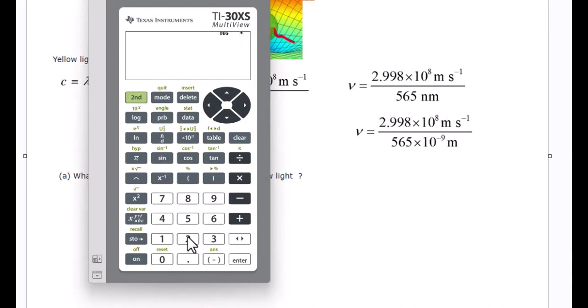Numerator, no problem. I could have typed in just 3, but let's be compulsive and make it 2.998. Now we're going to have to put in times 10 to. There is a times 10 to button here. This is the one that produces scientific notation in the 30x and the multi-views, the 34. This would be the E button, the exponential entry button that you would use on the other scientifics.